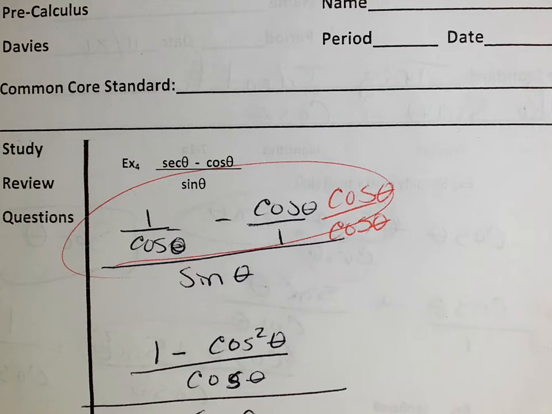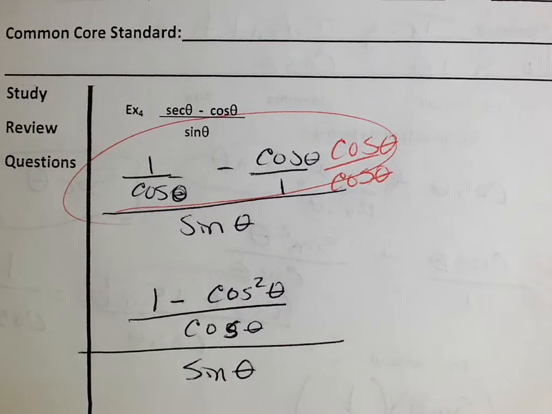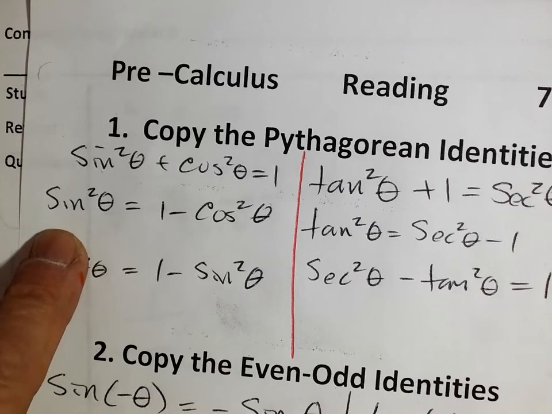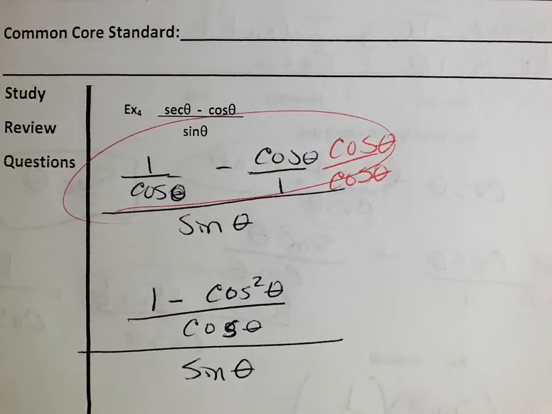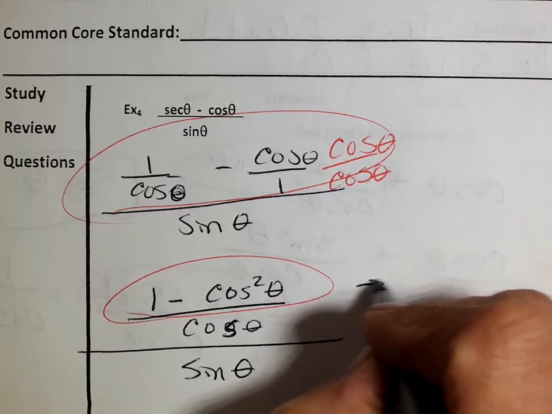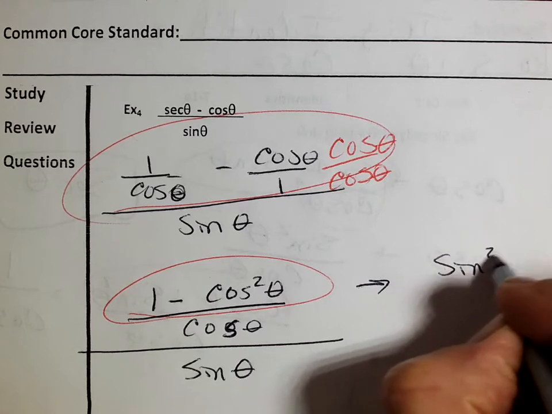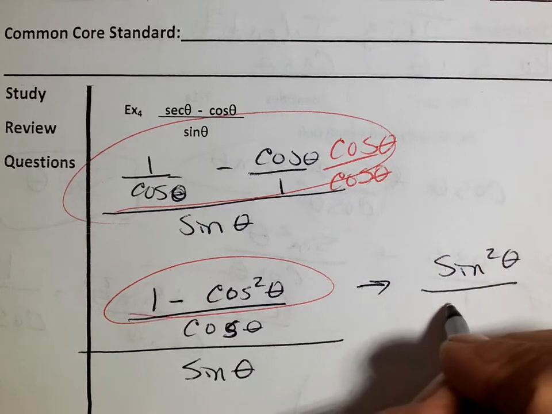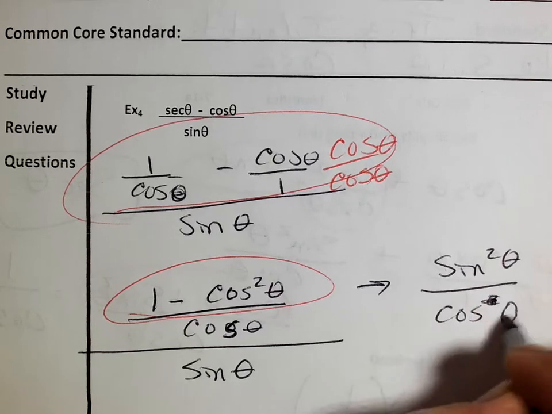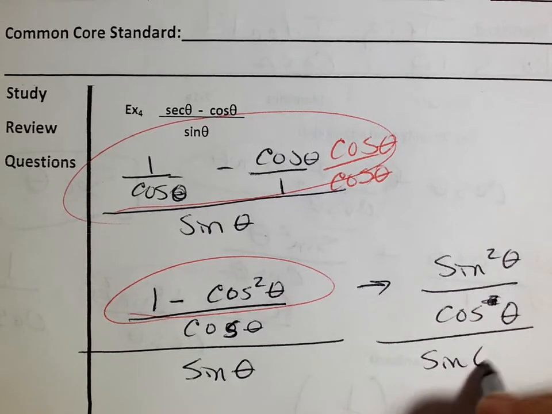Looks bad, doesn't it? But I think there's an identity. I got a squared, so I look for my squareds. 1 minus cosine squared is sine squared. So I'm going to write that as sine squared theta over cosine theta, all over sine theta.